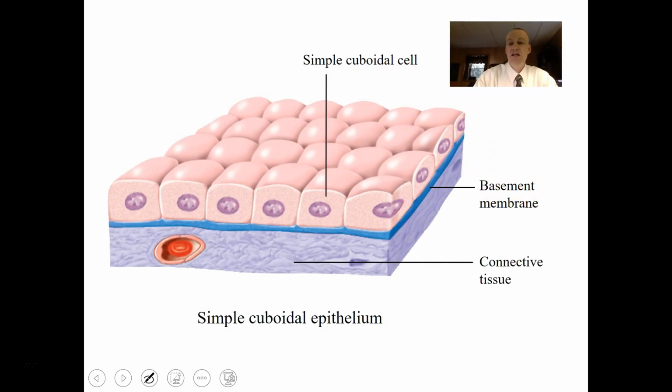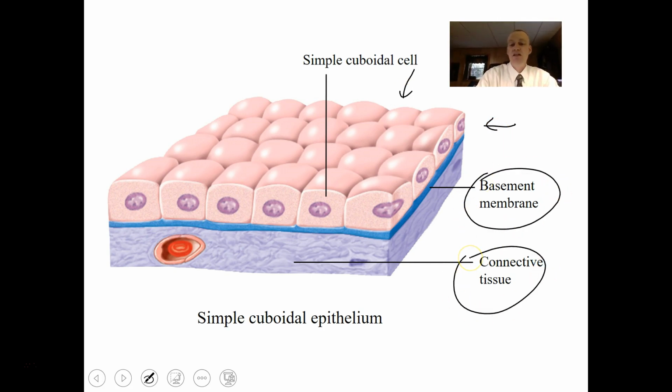And again, I like this artist rendition because it gives you the three-dimensional aspects of it. So you can see what it looks like from the top view and from the side view. You can see the basement membrane, the connective tissue, and you can see it's always close to a blood supply. So you can have the movement of fluids into and out of the blood vessel into those tissues.